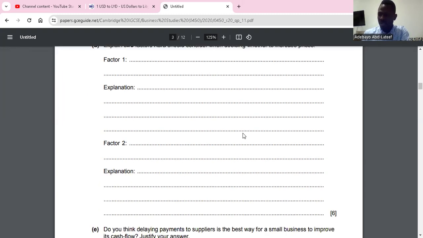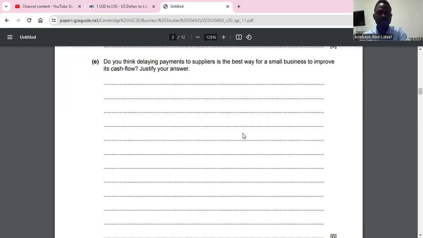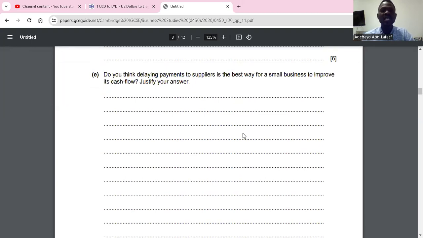Yes. So we go to E. It said, do you think delaying payments to suppliers is the best way for a small business to improve its cash flow? Justify your answer. First, what is cash flow? Cash flow measures how much cash a business takes in, that is inflow, and how much it's spending, outflow. So the inflow against the outflow is what we call cash flow. So when payments are being delayed, how can delaying payments be beneficial to a business? That's the first point there.